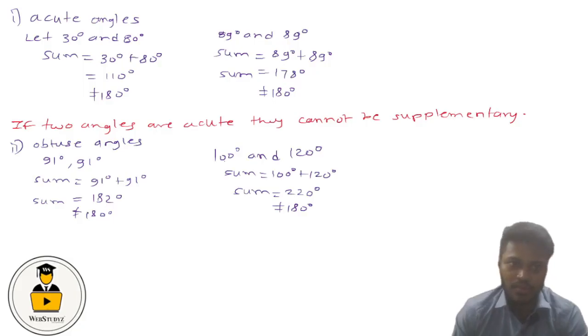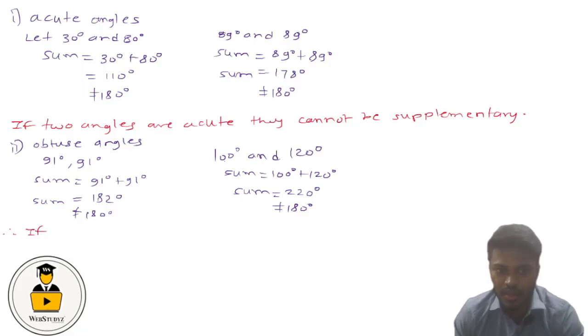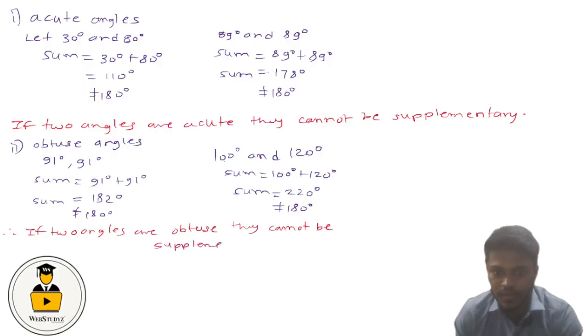So therefore from these two examples we can say that if two angles are obtuse, they cannot be supplementary.